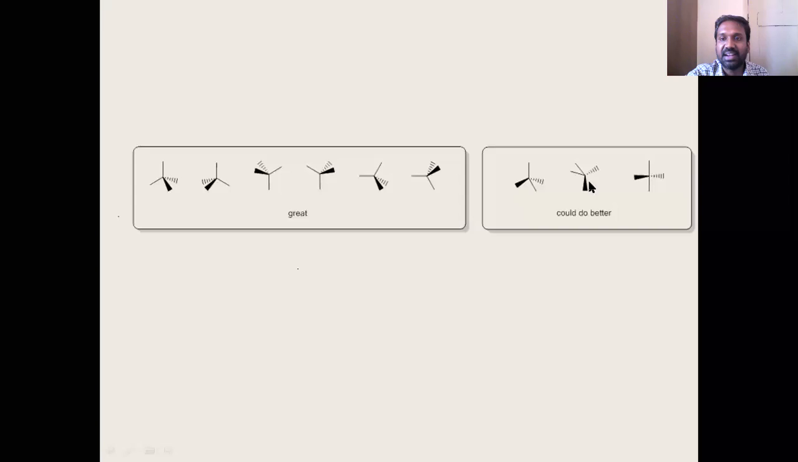Don't write a wedge dash like this. And don't write a wedge dash with very close angles between the bonds like this, a very acute angle between the bonds. Don't write it. Nor write it like this, where two planar bonds are aligned vertically. Don't write like this also.